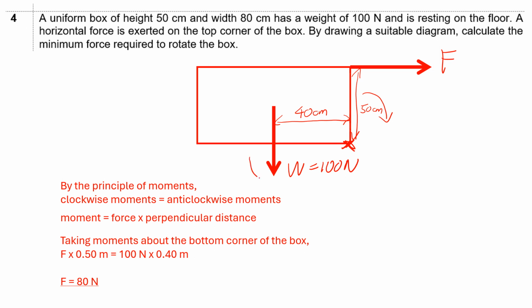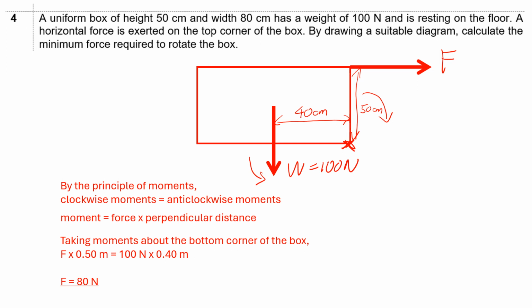Knowing that, we have the moments from this bottom corner, and we see that the weight has a certain turning effect, and the force has the opposite turning effect, which I drew earlier. So, clockwise moments: F times 50 cm. I've converted to SI units, so F times 0.5 meters. And for the anti-clockwise moments of the weight, 100 newtons times 0.40 meters, converting it to SI units as well. This will give you the force of 80 newtons minimum required to rotate the box.